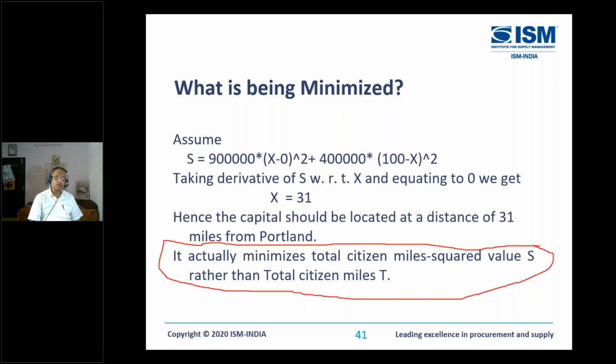So what is being minimized in the center of gravity method? Suppose we take an equation like this: S equals 9 million into (x minus 0) whole squared plus 4 million into (100 minus x) whole squared. You take the derivative of this, del S by del x, and if you do this, then you will get x equal to 31. Actually, what it is minimizing is the total citizen miles squared value S rather than total citizen miles.